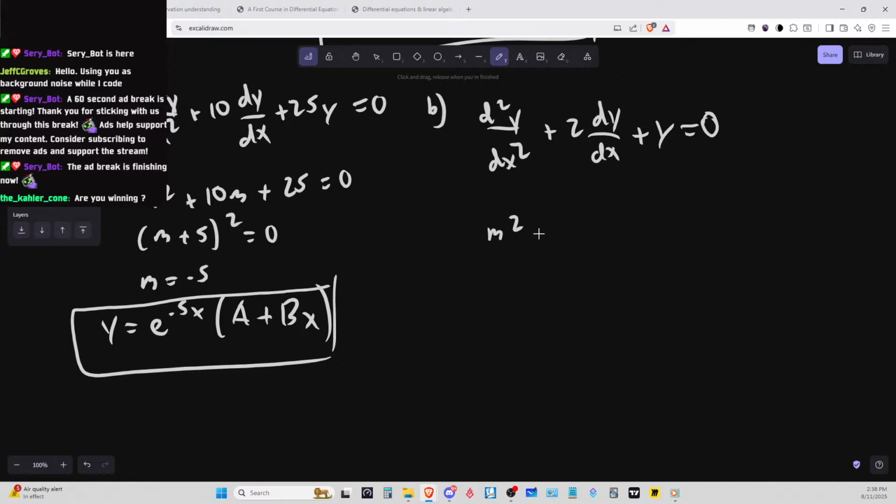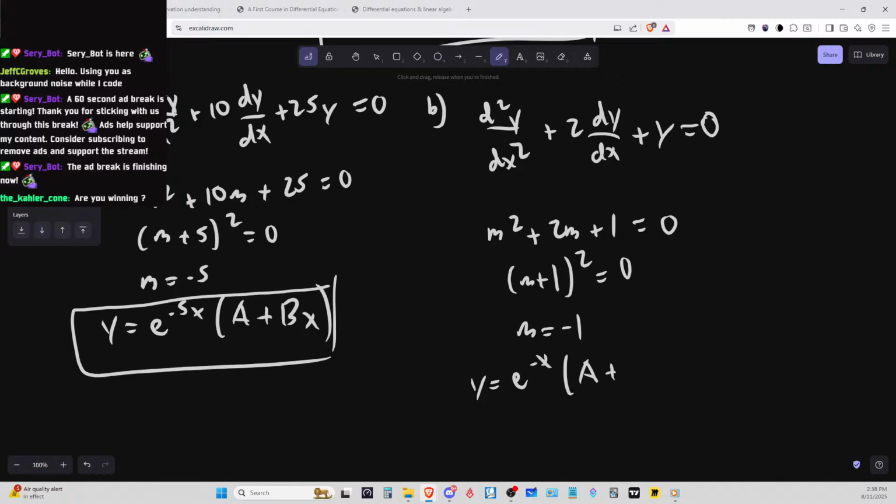So we're left with this, and then +1, meaning, yeah, so that means I think this is just gonna be a simple m + 1 squared, and then -1, meaning that we're gonna have e to the minus x, a plus bx.